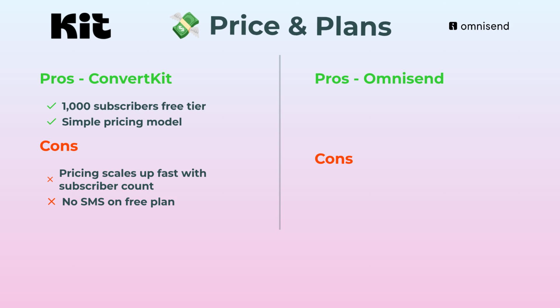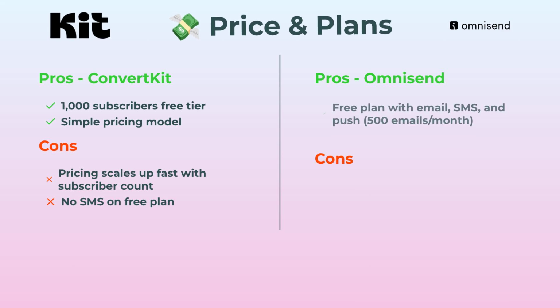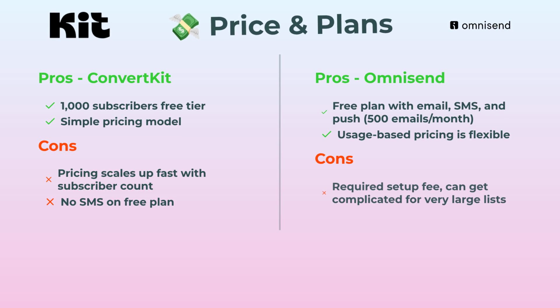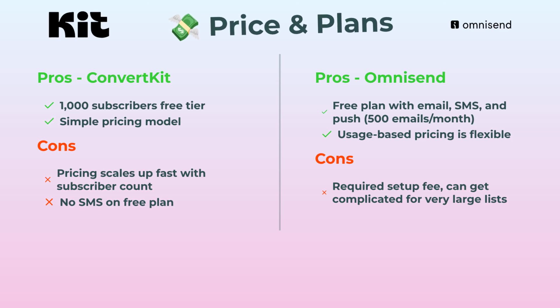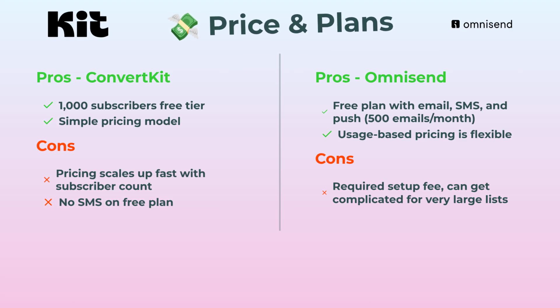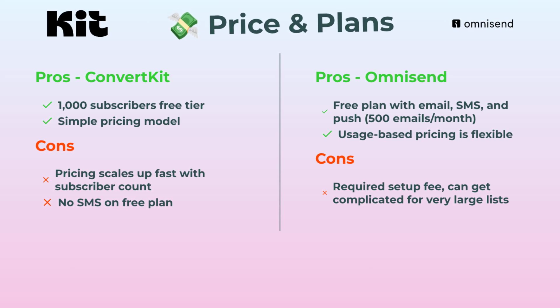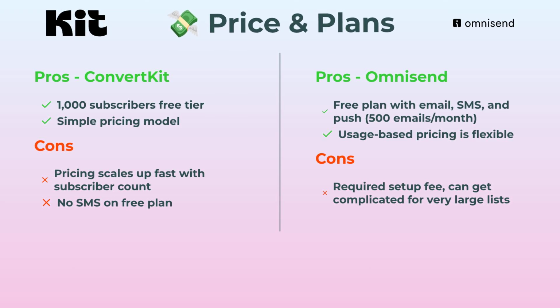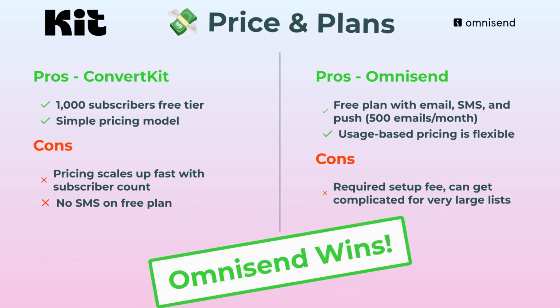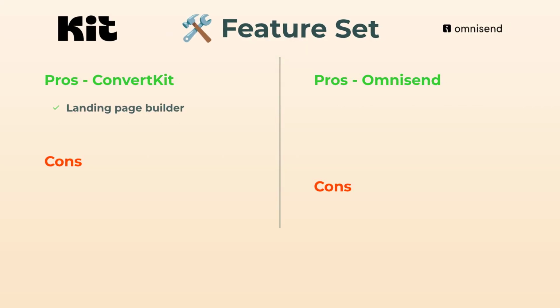Now, Omnisend, this is where it gets kind of cool. Their free plan isn't just email. It packs in SMS and push notifications too, although it's capped at 500 emails a month. The usage-based pricing feels pretty flexible. Honestly, it's refreshing. Downside? Well, there is a required setup fee, and things can get complicated if you go wild with giant lists. Still, Omnisend is our winner for value, especially if you want all those channels without nickeling and diming.